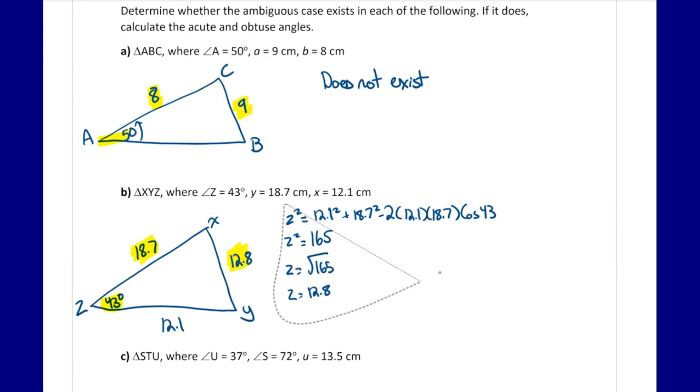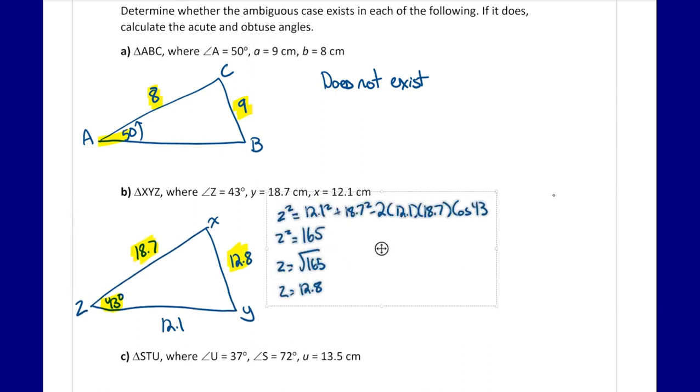So now that I can put 12.8 here, now I can make the comparison. Now I can check, is my opposite shorter than my adjacent? In this case, it is. 12.8 is shorter than 18.7. So therefore, it does exist. And now we have to go through and find what this angle is. Because now we're going to find the two scenarios for this angle, because we do know that the ambiguous case exists. I do have a full pair and a half pair now.